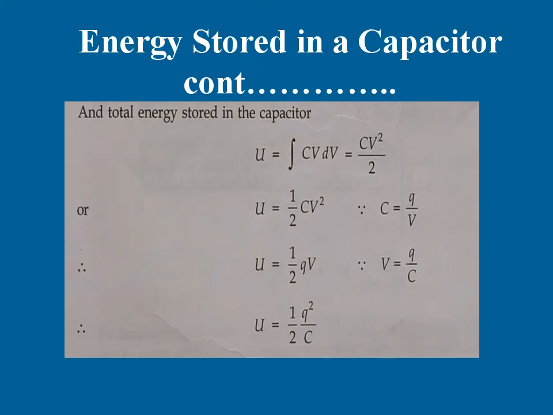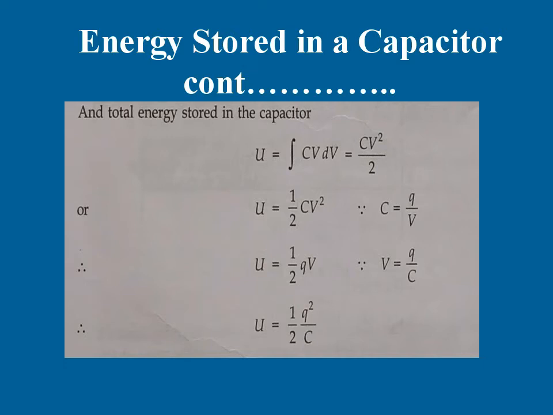Now you can obtain it in terms of Q and C. Again apply the same definition of capacitance. As you know, C is equal to Q by V. That's why V should be equal to Q by C. Now replace V in equation 2 by Q by C. What you get? U should be equal to half Q square by C.